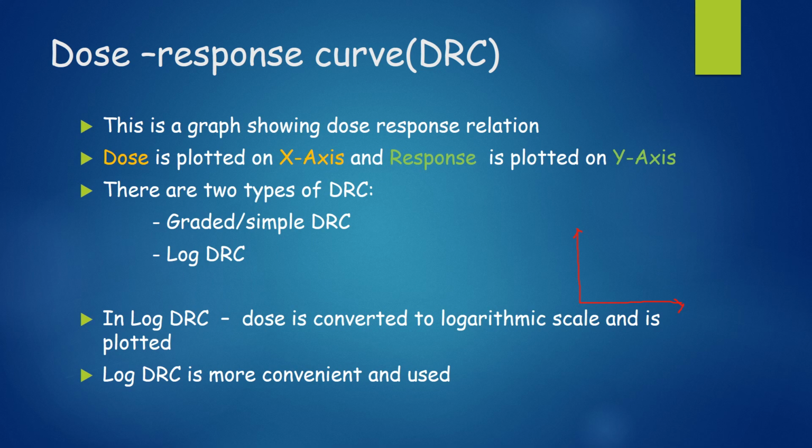If you extrapolate this into a graph, we will get a graph. This is known as the dose response curve. There are two types of dose response curve. One is the graded or simple dose response curve.